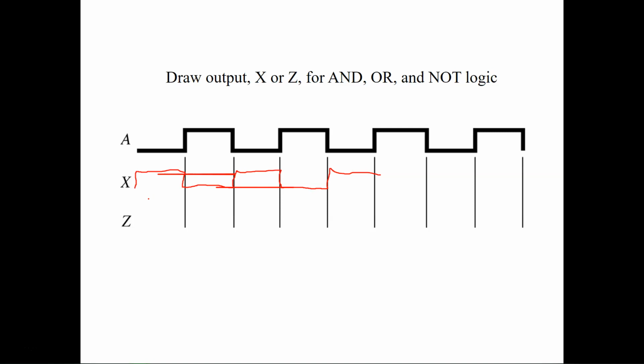Okay? So that is the output for AND, OR, and NOT. Okay? Any questions, guys, on what I just showed you?